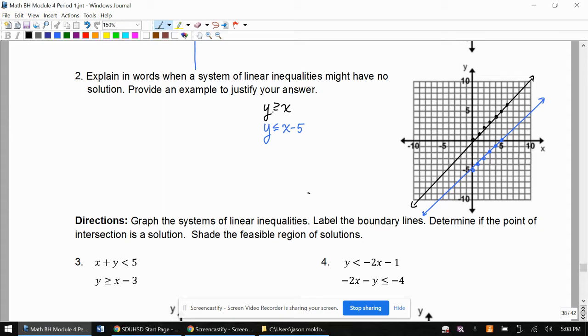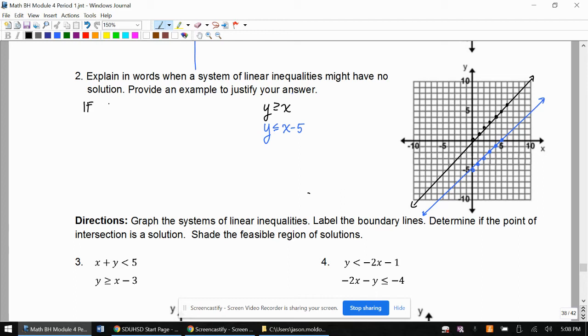And the black line was shaded above, so we could start to visualize that. The blue line was shaded below, and we're looking for the overlap of the shading. So we're not going to shade anything on this. And in fact, this is no solution because there is no common shaded region or feasible region.